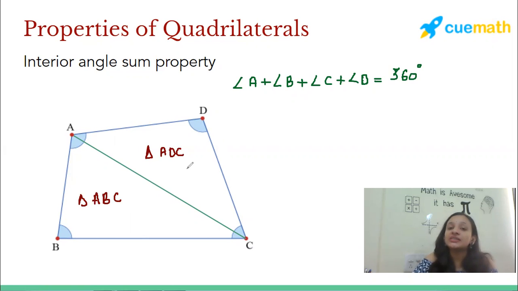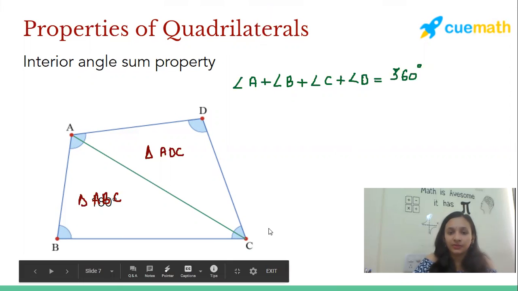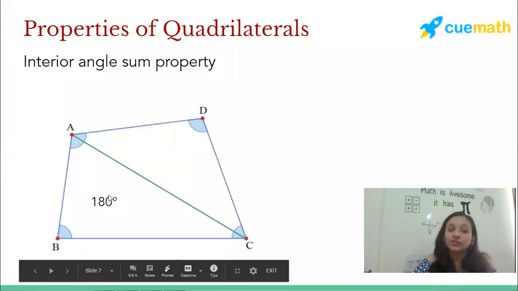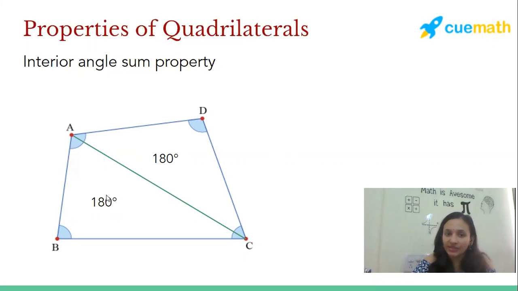Now the interior angle sum property of a triangle says the sum of all three angles in any given triangle is always 180 degrees. I'll just clear it off so that you can see it clearly. For the first triangle, which we got on dividing the quadrilateral into two parts, triangle ABC, we know the sum of the three angles is 180. For the other triangle, again the sum of interior angles is 180. So you put this together, 180 this side, 180 the other side, and that gives you 360.